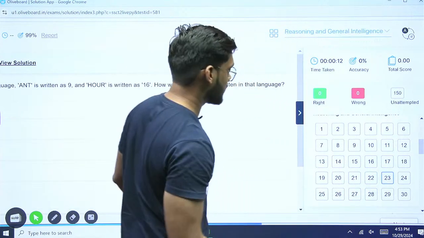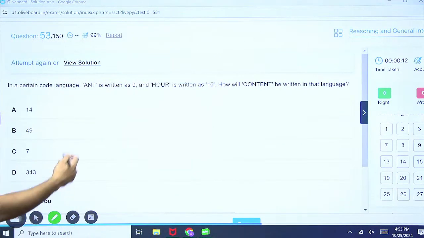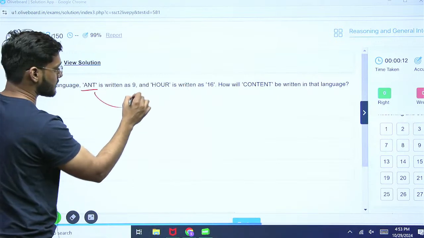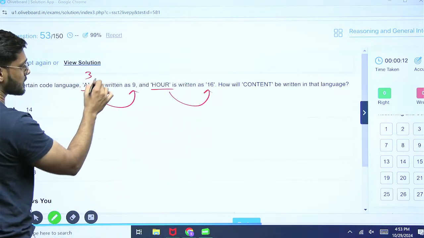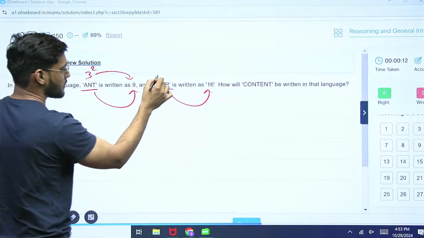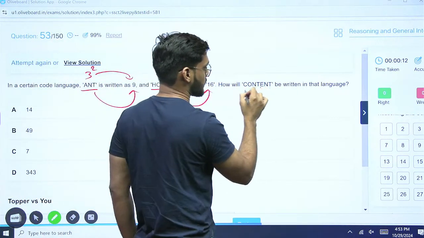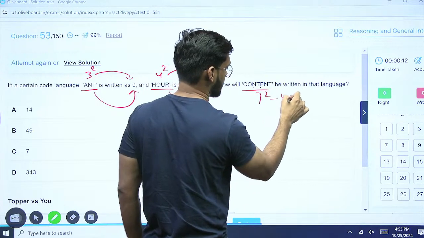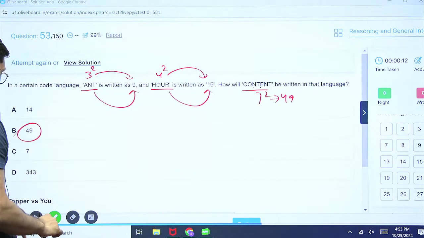23rd question on our screen from the coding decoding. The question is, if aunt is coded as 9, R is coded as 16. This is very simple. 3 letters are there, 3's square is 9. 4 letters are there, 4 square is 16. So for the 7-letter word, 7 square is 49. We should get 49 as the answer. Option number B. Next question.